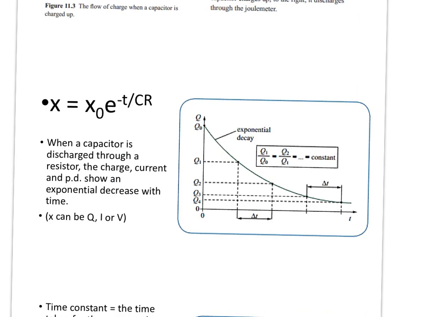When a capacitor is being discharged, the X term, which can be either the charge, the current, or the voltage, drops at an exponential rate. A special feature of the exponential graph is that for any points separated by a constant time interval, the ratio between those points is always constant.